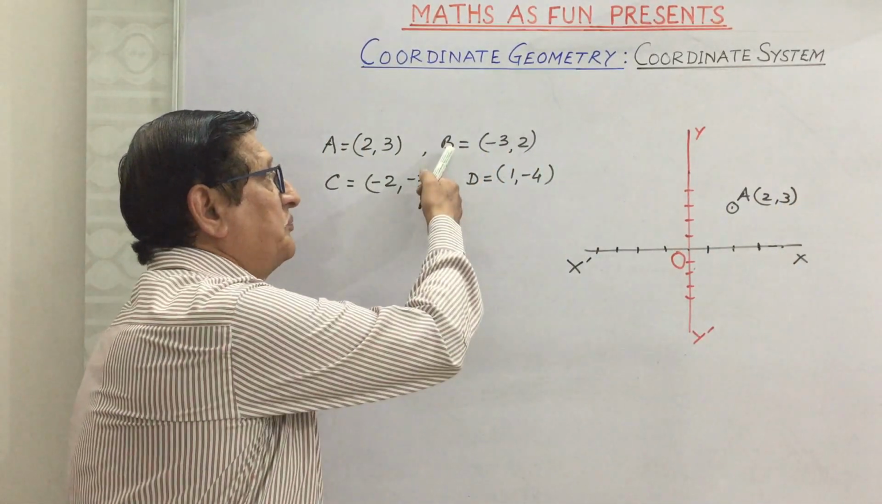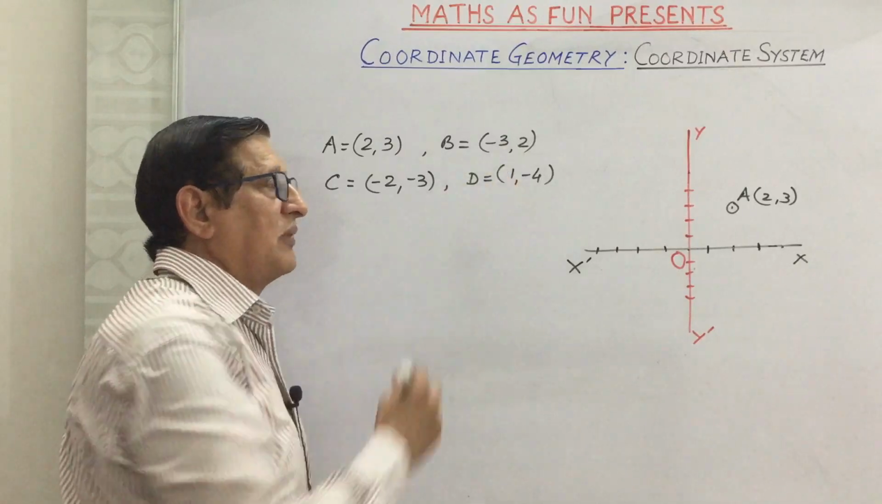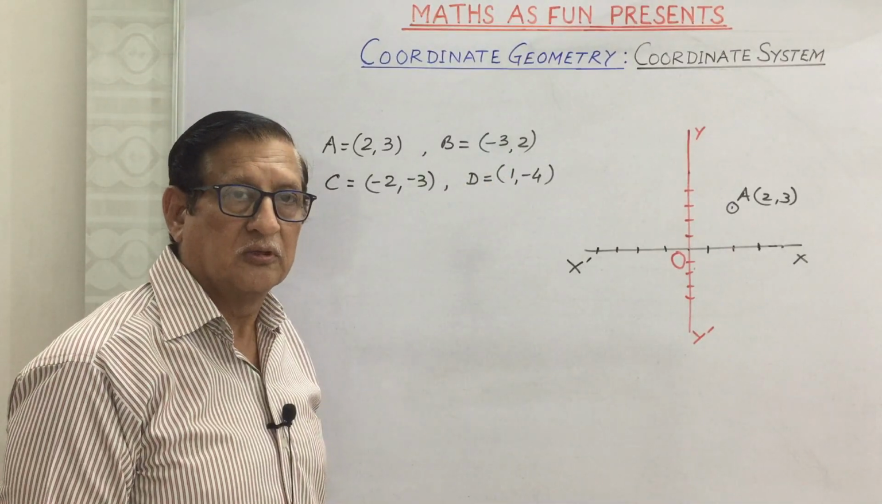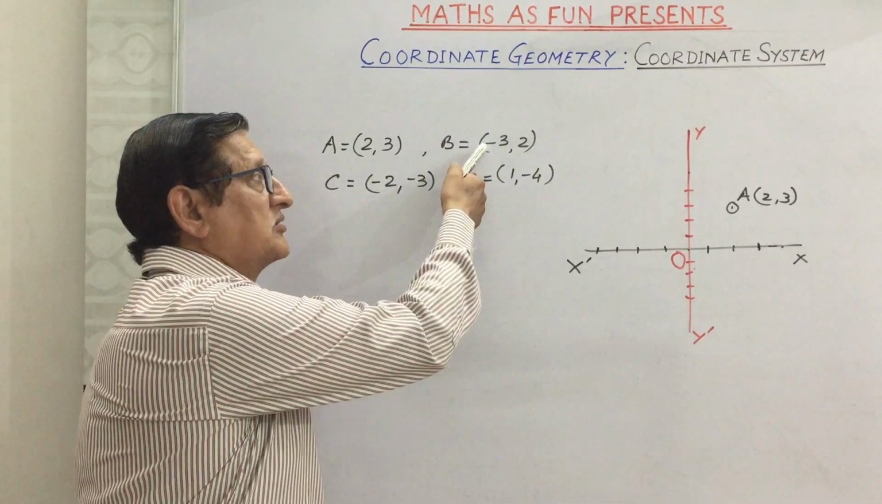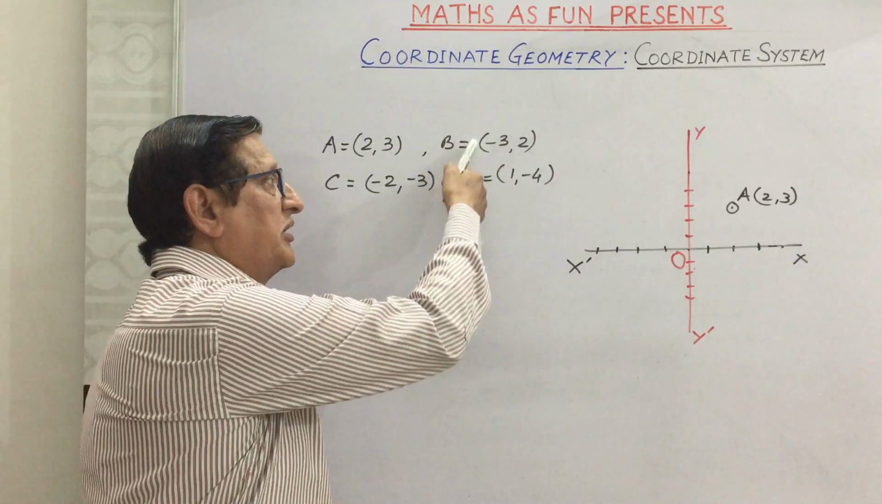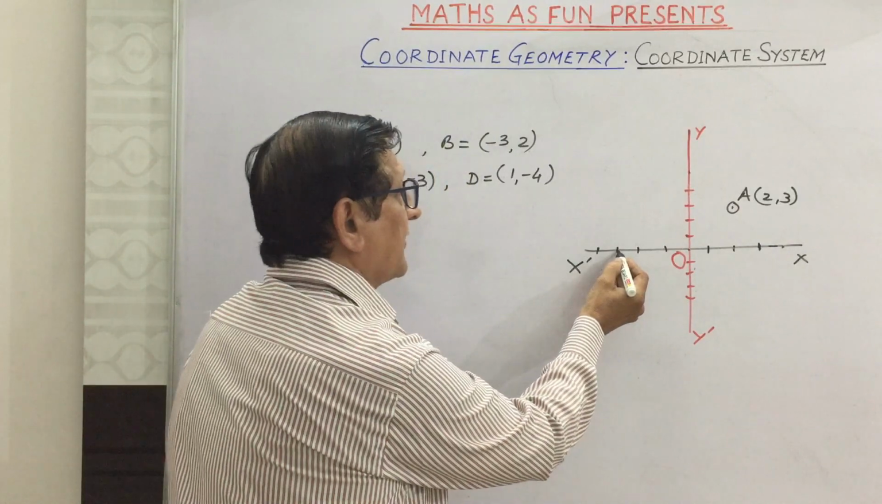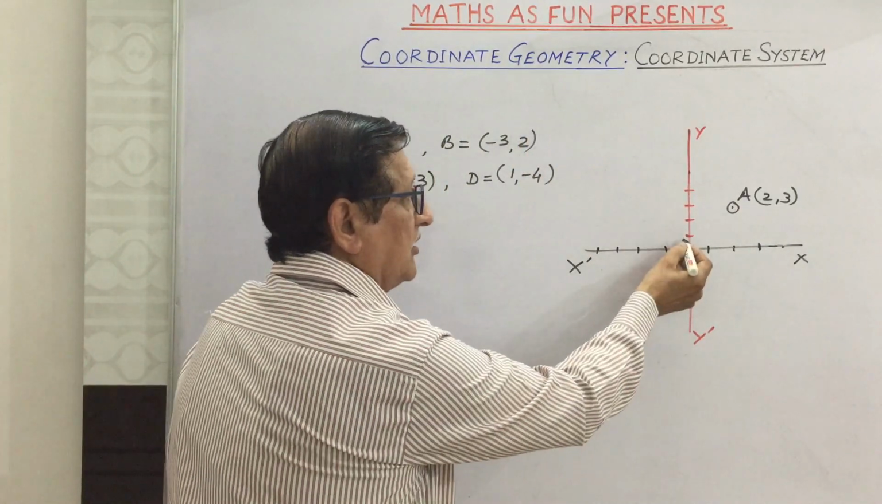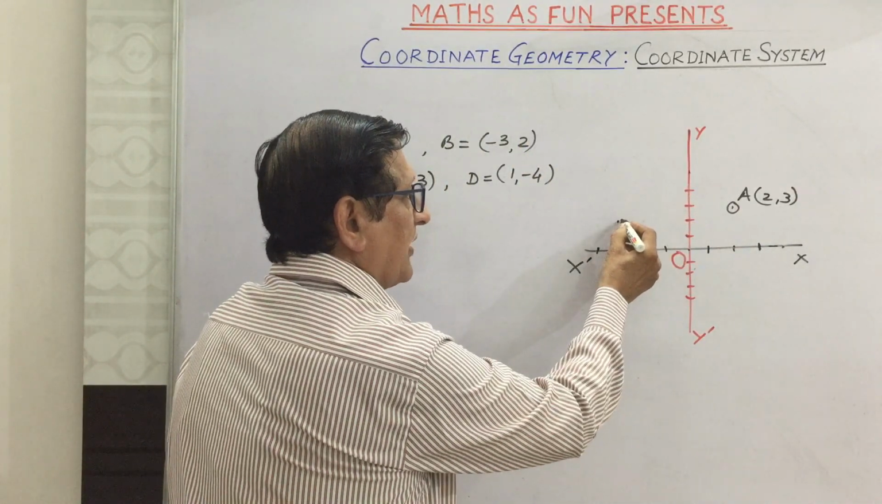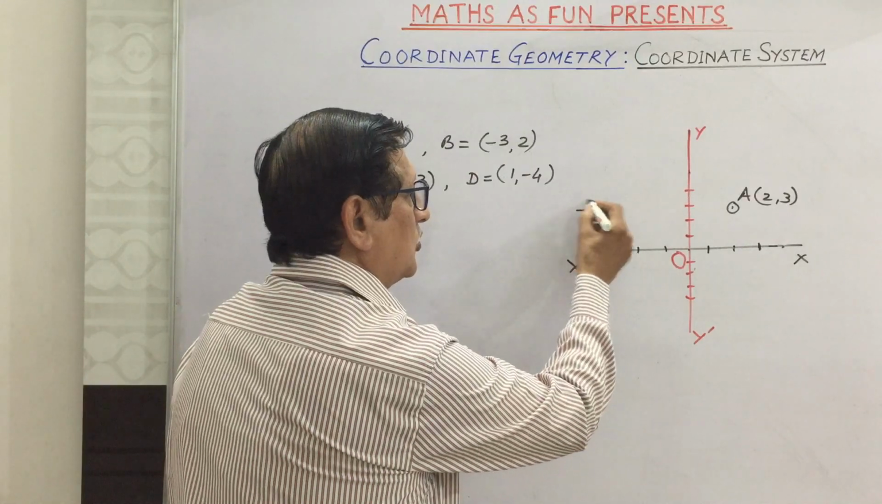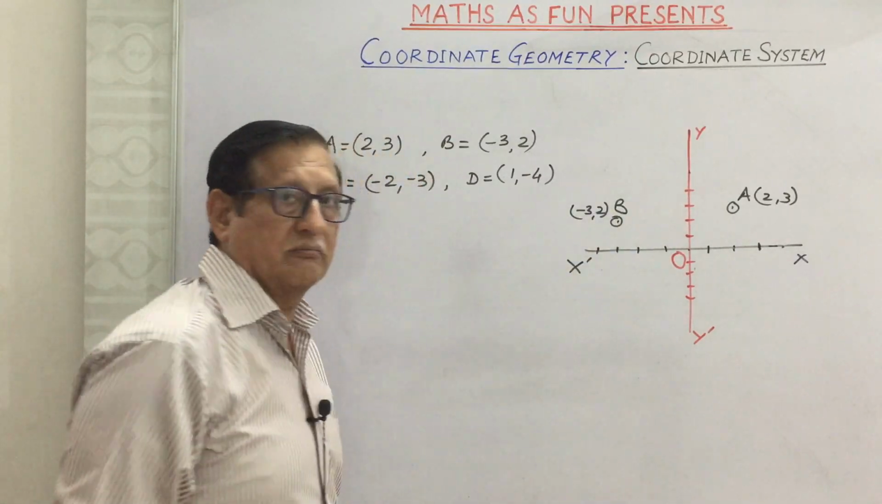The second point is B, coordinates of which are -3, 2. So here we find that the distance along the x-axis in the negative direction, that is -3, 1, 2, 3, and 2 is in the positive direction, it goes up, so it is -3, 2. This is your point B.